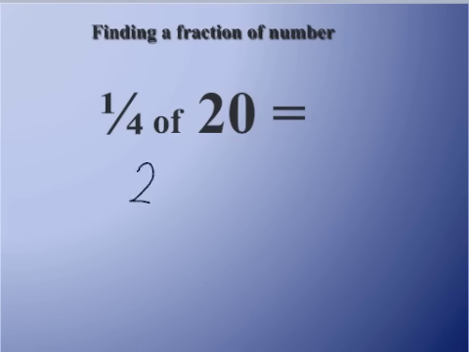20 divided by 4. Using my knowledge of multiplication, I know that 4 times 5 is 20. So the inverse is 20 divided by 4, which equals 5. Back to my fraction, 1/4 of 20 equals 5.